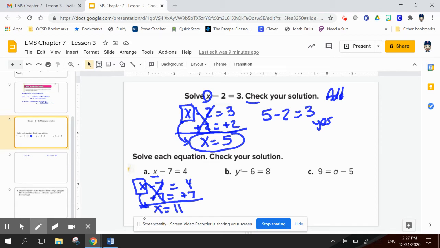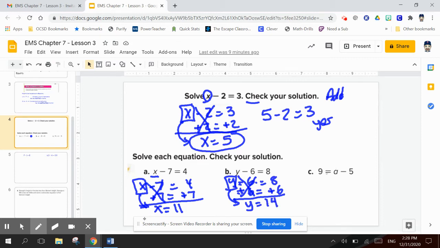Let's look at letter B. Y minus 6 equals 8. Again, my variable is in front. So since my variable is in front, I have to add. So I'm going to add 6 to both sides of my equation. 6 minus 6 is 0. Those cancel out. My variable is by itself. 8 plus 6 is 14.